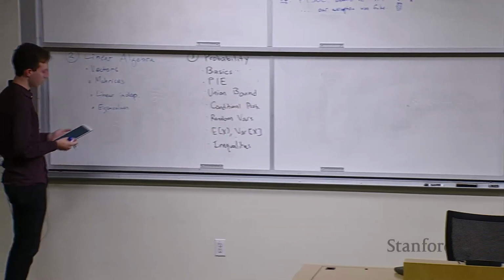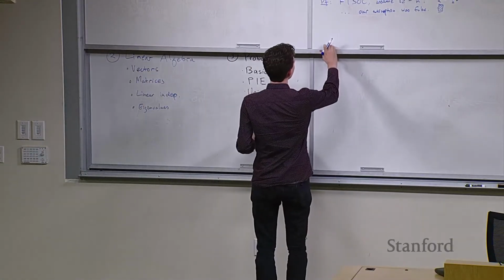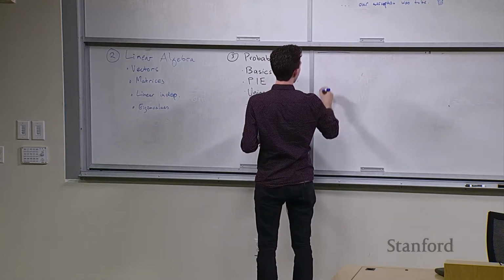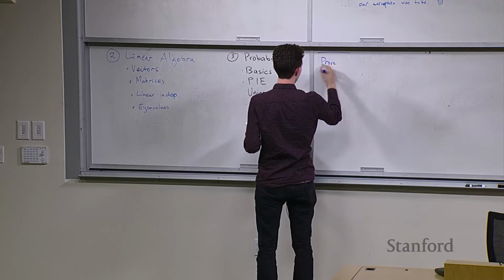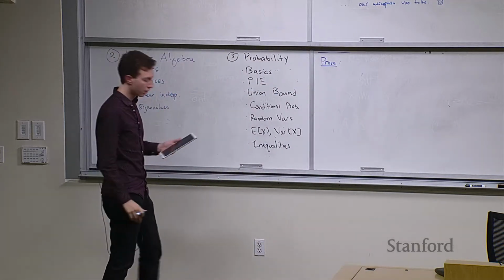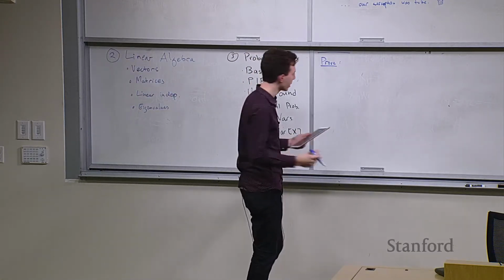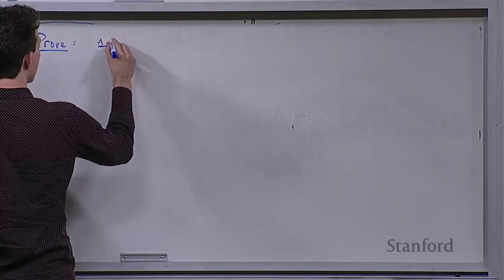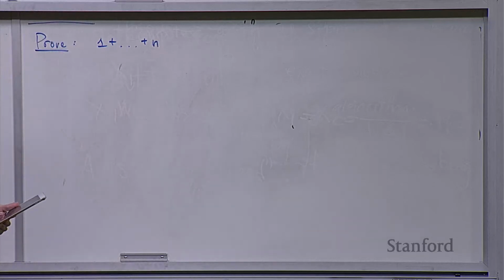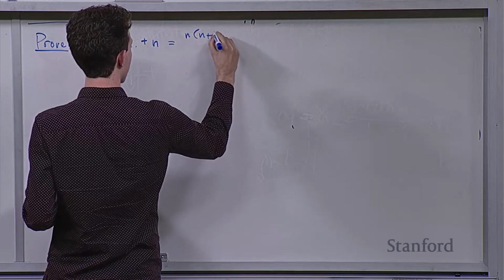Cool. OK. So the last proof we're going to do is by induction. I'm going to move down here. I'm assuming some of you have seen induction before. This is actually an interesting application of induction for a fact that's usually proved in a different way. We're going to prove that the sum of all counting numbers up to n is equal to n times n plus 1 over 2.